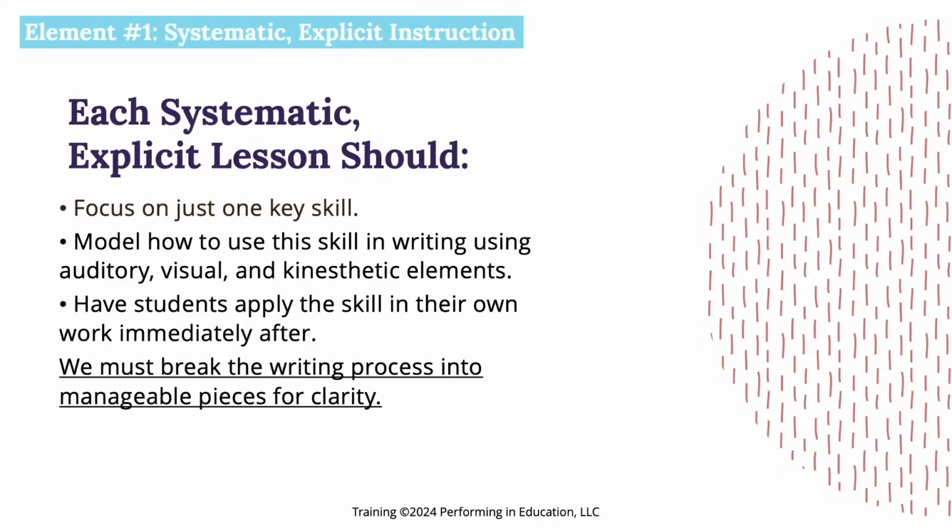So I really do agree with this, and the research does as well. Each systematic, explicit lesson should focus on one key skill. So we do not want to overwhelm our students. It should model how to use this skill in writing, using auditory, visual, and kinesthetic elements. So we want our students to retain the information. It should have the students apply the skill in their own work immediately after. And we have to break the writing process into manageable pieces for clarity.